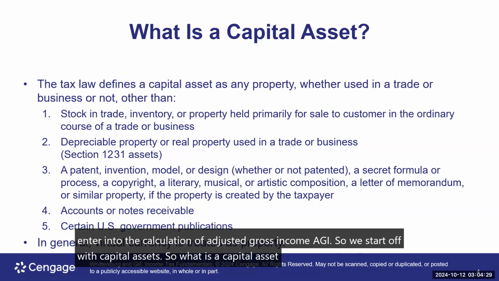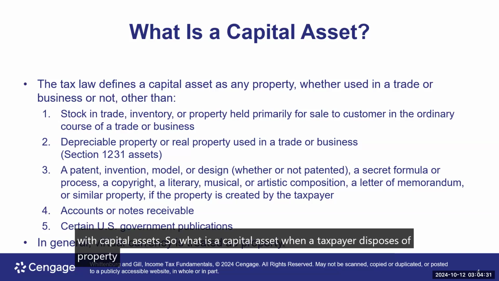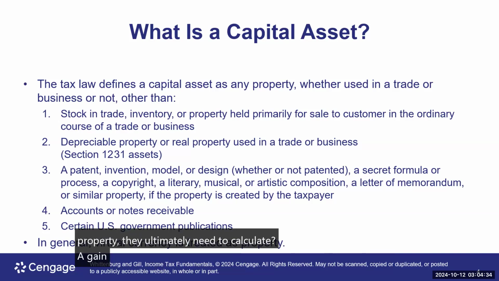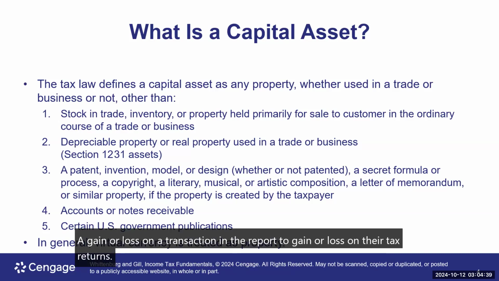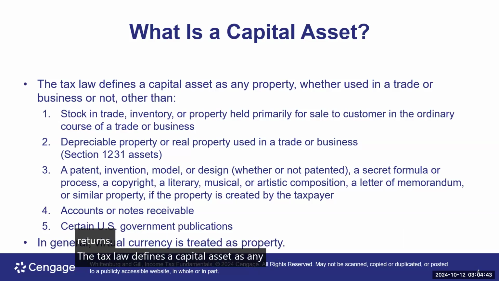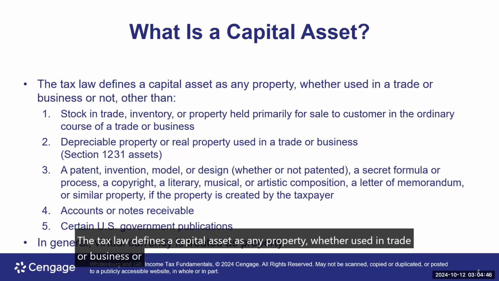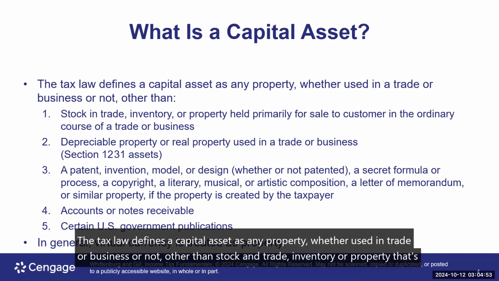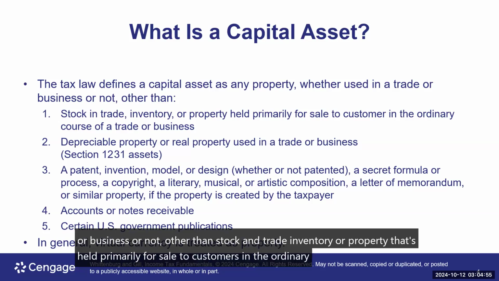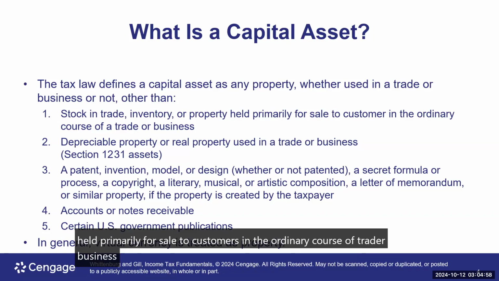When a taxpayer disposes of property, they ultimately need to calculate a gain or loss on a transaction, and they'll report the gain or loss on their tax return. The tax law defines a capital asset as any property, whether used in trade or business or not, other than stock in trade, inventory, or property that's held primarily for sale to customers in the ordinary course of trade or business, depreciable property or real property used in trade or business. These are considered Section 1231 assets.